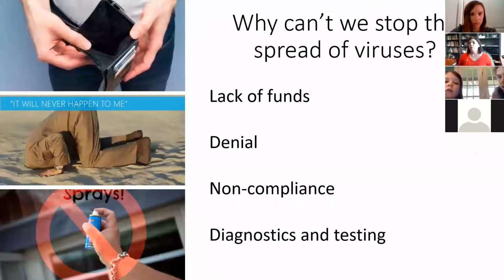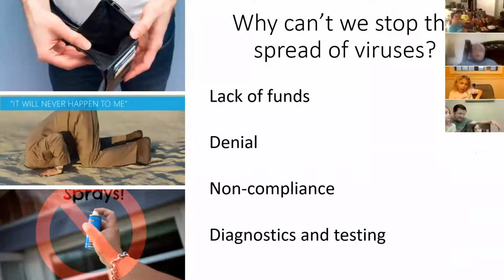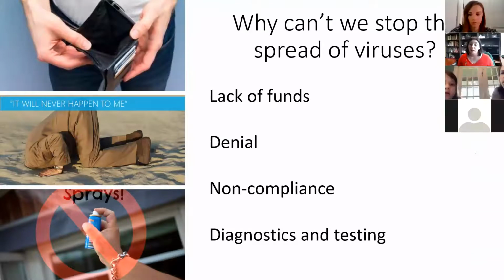So if we know what's causing pandemics, why can't we stop the spread? The biggest factor is lack of funds. It costs a lot of money to develop assays and tests and pay researchers to find things out. A big one is denial, people thinking it's not going to happen to me, I never get sick. You have non-compliance, anti-vaxxers, people who don't follow the rules, like shelter-in-place orders when they come out.